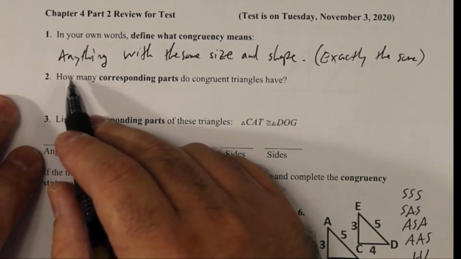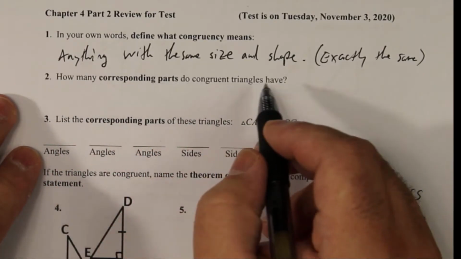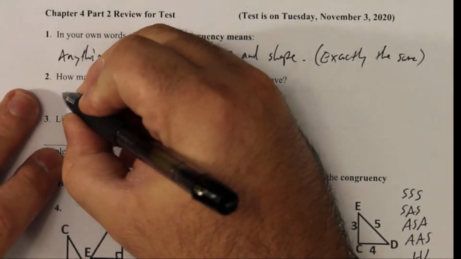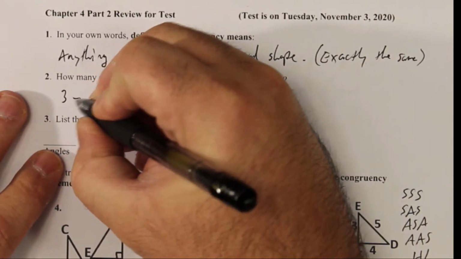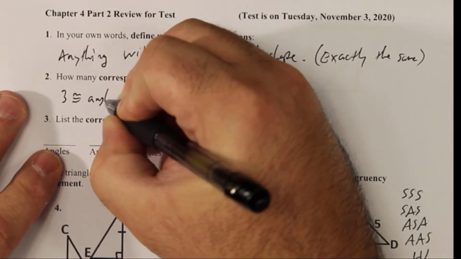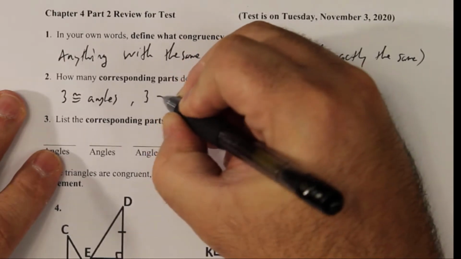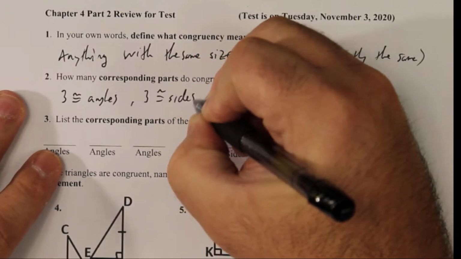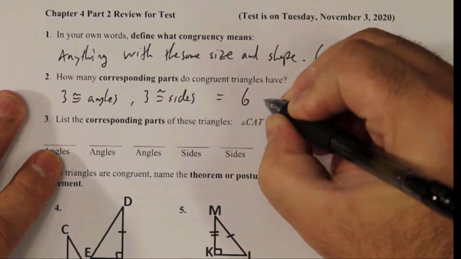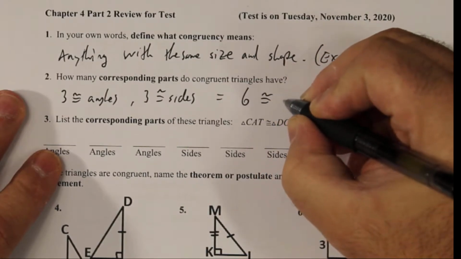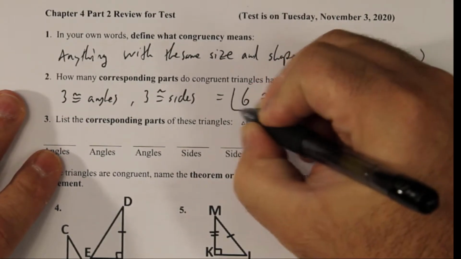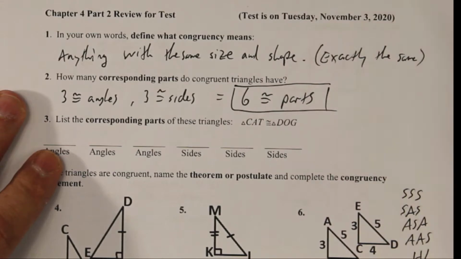Okay, so number 2, it says, how many corresponding parts do congruent triangles have? Remember that there's going to be 3 angles, so 3 congruent angles, and there's going to be 3 congruent sides, so that's going to be a total of 6 congruent parts. So if you put 6, good job, that was the right answer.